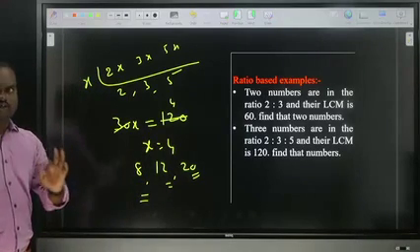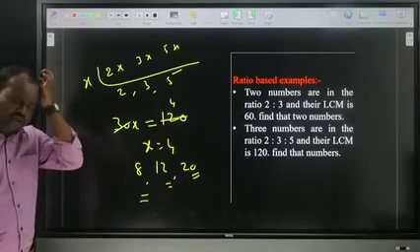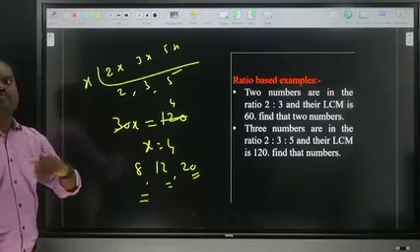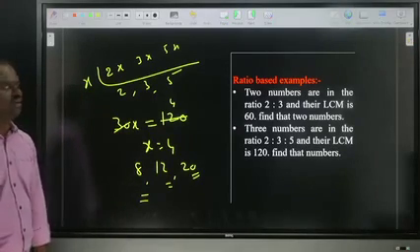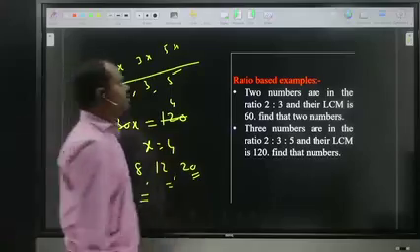So whenever a ratio is given, let us assume by splitting the ratio and attaching x beside each part, then we can solve very easily. So that was ratio based. Now next.